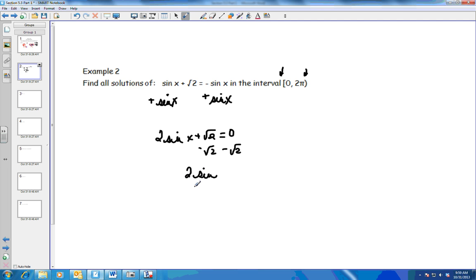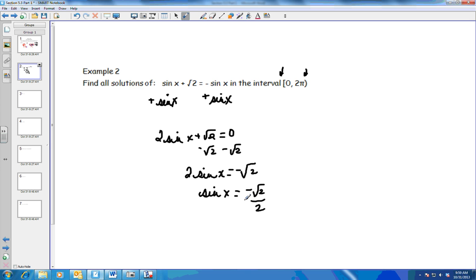I did this problem the long way. I just looked at it, that's okay. Divide by 2. So I know sine x is equal to negative square root of 2 over 2. Okay, so what I'm looking for, I want to know at what angle between 0 and 2 pi is sine negative square root of 2 over 2.